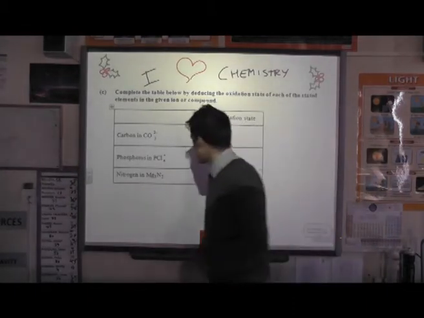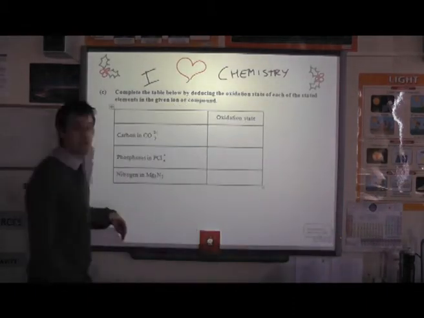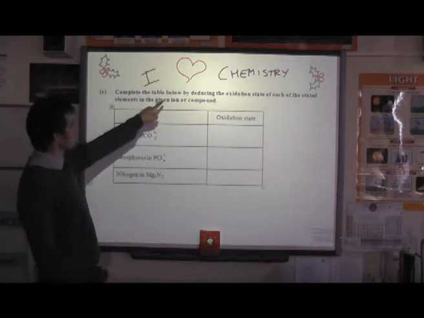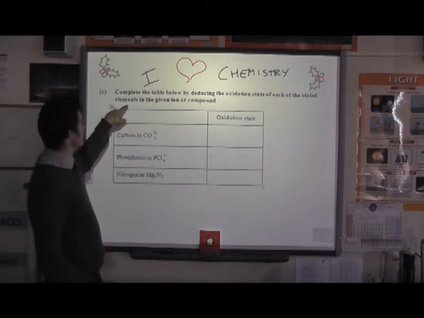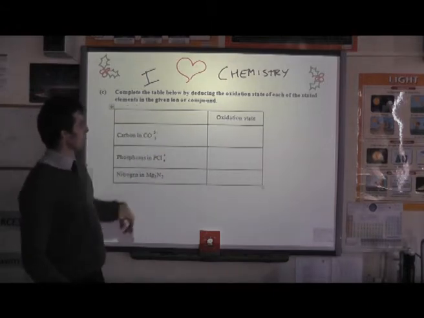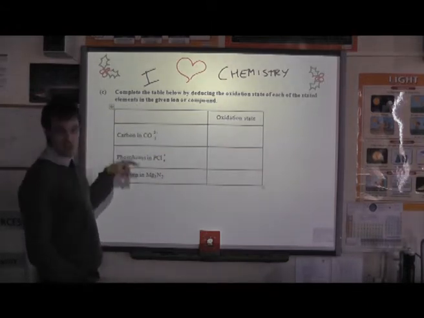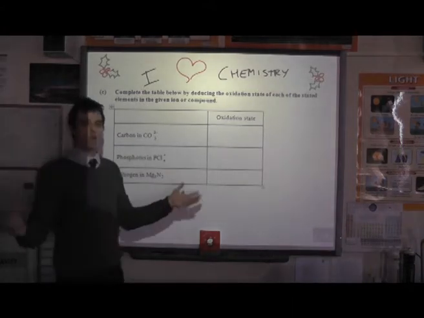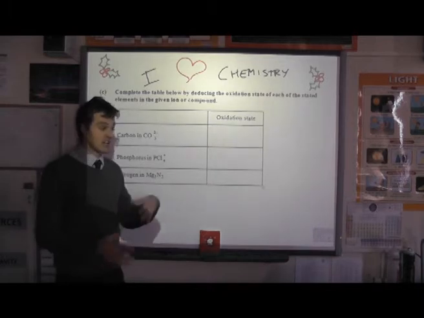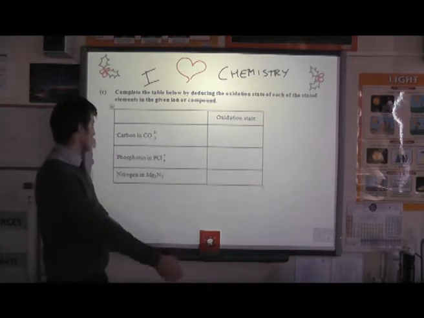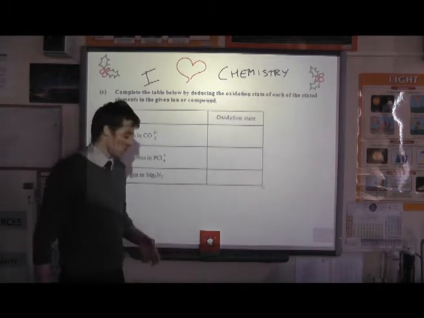The first question is 3 marks, I think. Complete the table below by finding out the oxidation state of each stated element in the given ion or compound. So you need to find the oxidation state of an atom. A compound doesn't have an oxidation state, and only one atom will have an oxidation state in a compound. So, the carbon in CO3 2-.